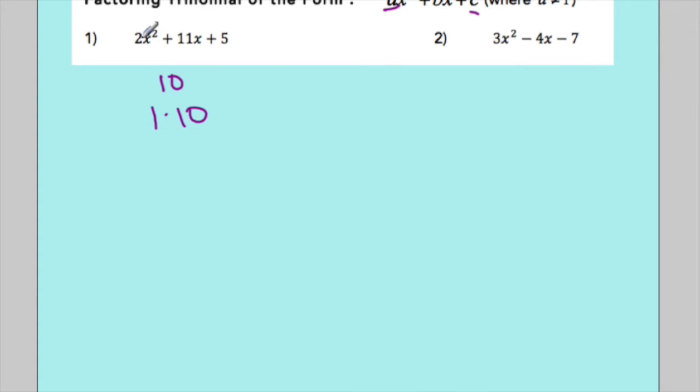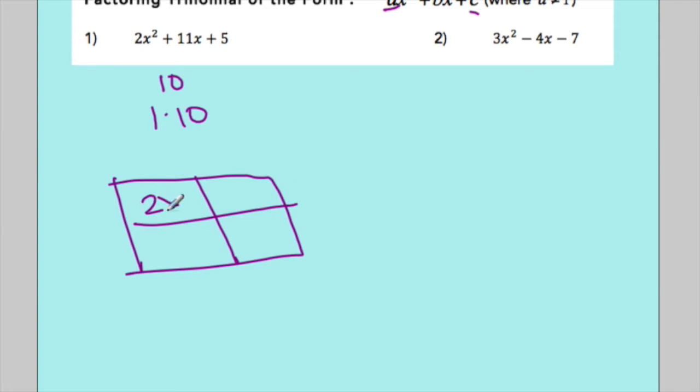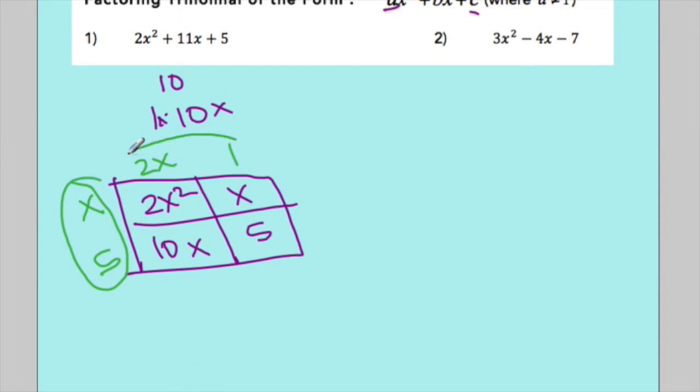So I'm going to set my box up. My A term goes here, and my C term goes here. And these two are what's going to get me to 11x. So I have 1x and I have 10x. And once again, it doesn't matter which one goes where, you'll still get the right answer. Then we take out the GCF, looking left to right. What can I factor out of here? X. Bottom part, looking left to right, I can factor out a 5. Up and down, I can factor out a 2x. And out of here, they're not divisible by the same number other than 1. So my answers are x plus 5 and 2x plus 1.